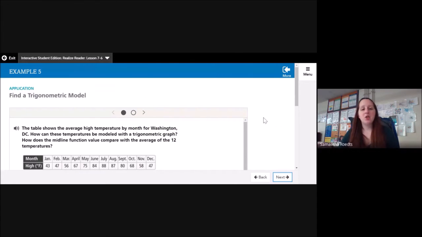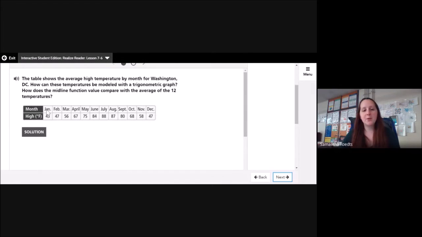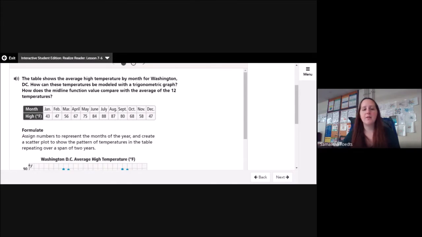Example 5, find a trigonometric model. The table shows the average high temperature by month for Washington, D.C. How can these temperatures be modeled with a trigonometric graph? How does the midline function value compare with the average of the 12 temperatures? So here are my temperatures from January through December, highs of 43, 47, 56, 88, 87, and back down to 47.